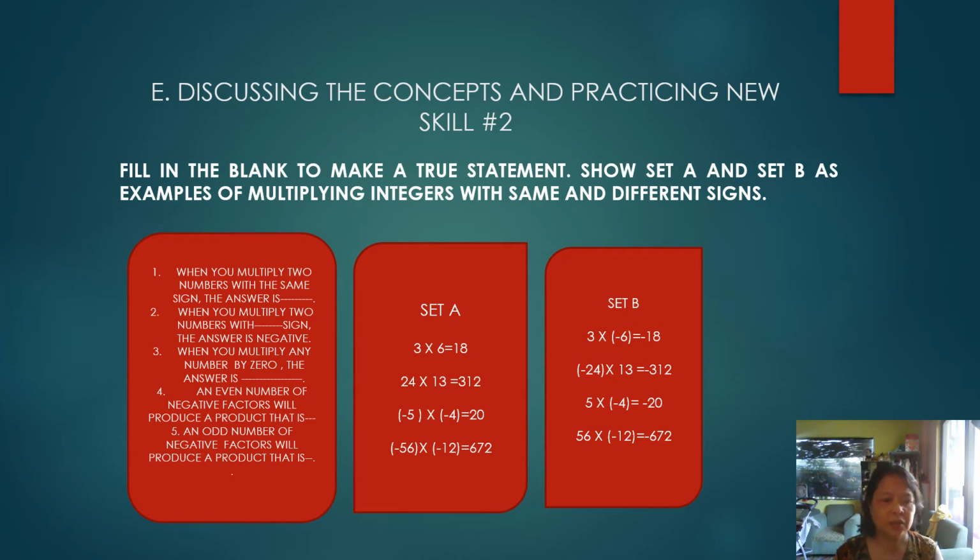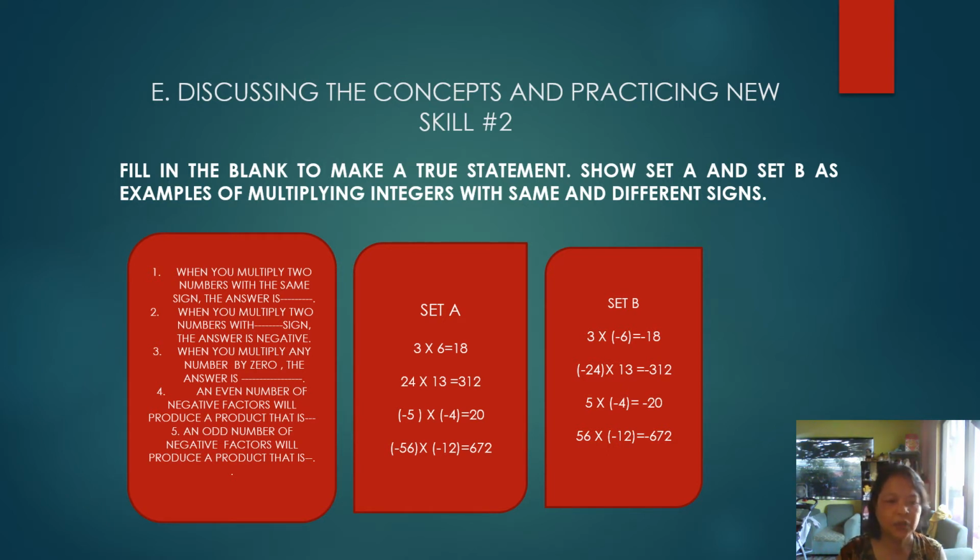Number one, when you multiply two numbers with the same sign, what is the answer? So again, when you multiply two numbers with the same sign, the answer is positive. Number two, when you multiply two numbers with different signs, the answer is negative. So the blank here is the answer with different sign.